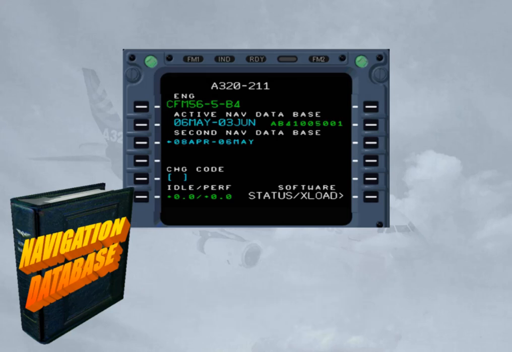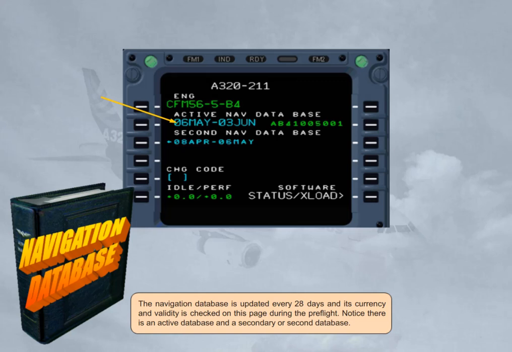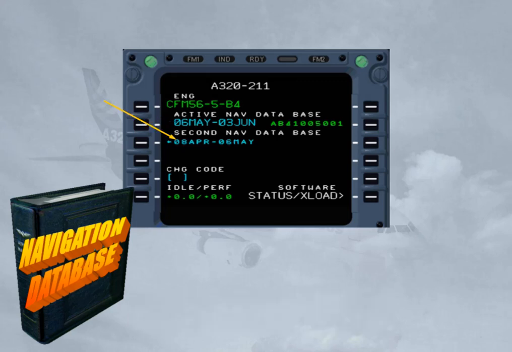The navigation database is updated every 28 days, and its currency and validity is checked on this page during the pre-flight. Notice there is an active database and a secondary or second database. The secondary second database is either the previous or the next database.